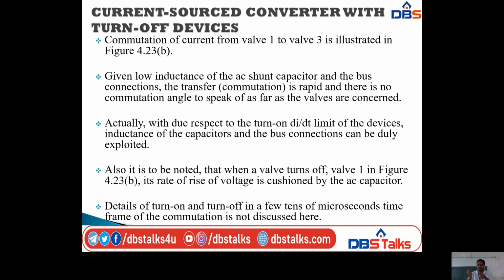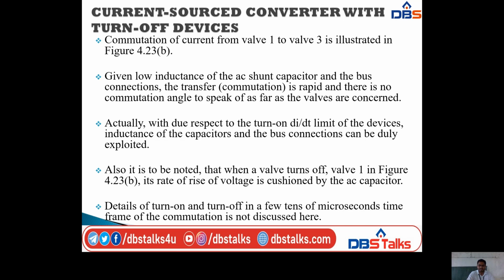Also, it is to be noted that when a valve is turned off, valve 1 in figure 4.23, I will show the diagram next, its rate of rise of voltage is caused by the AC capacitor, and details of turn on and turn off in a few tens of microseconds time frame of the commutation are not discussed here. So here I am not discussing the turn on and turn off capability. I am discussing only what will happen if you use the turn on devices in place of the turn off devices.